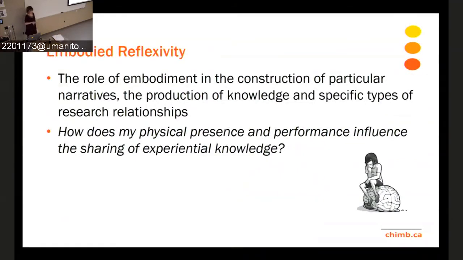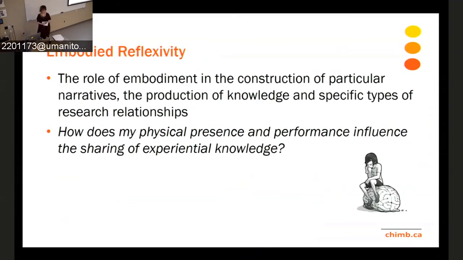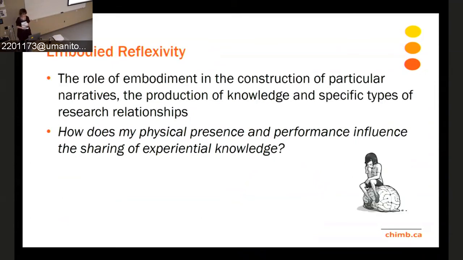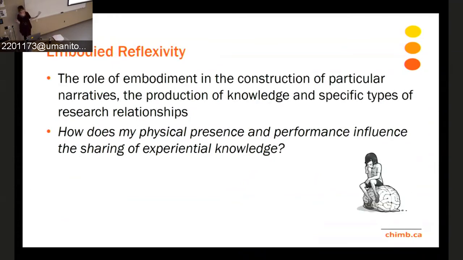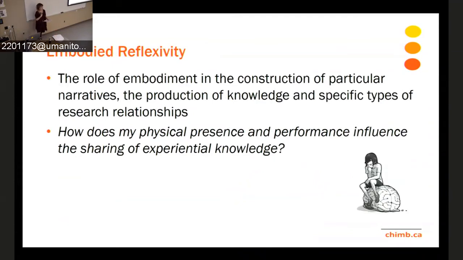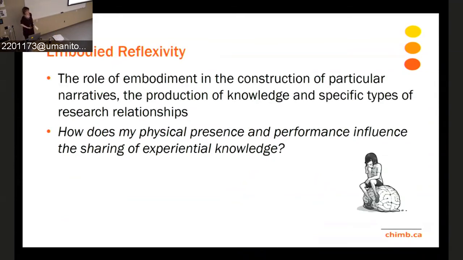There's one other piece of the puzzle that we sometimes don't think about, and that is embodied reflexivity. A lot of times when we talk about critical reflexive practice, we are talking about discursive reflexivity. And what that just means is we're talking about language and symbolism and systems of power and oppression. When we're talking about embodied reflexivity, we're looking at how a researcher's physical presence and performance can influence patient and public partners' sharing of their experiential knowledge and the production of knowledge.